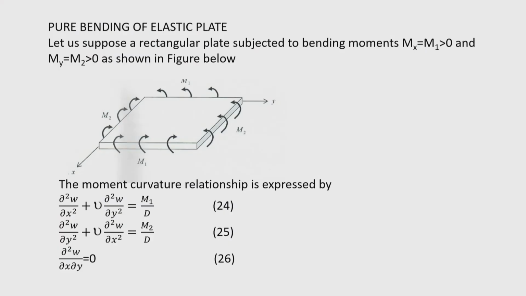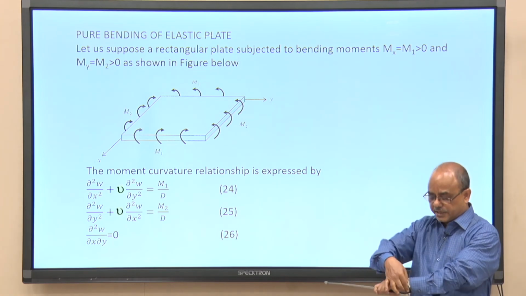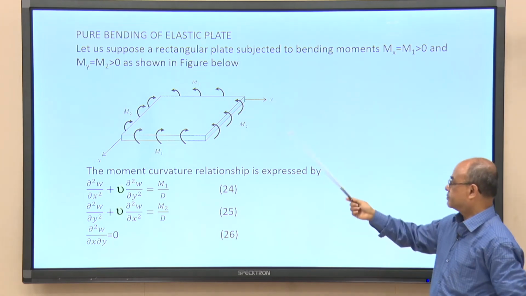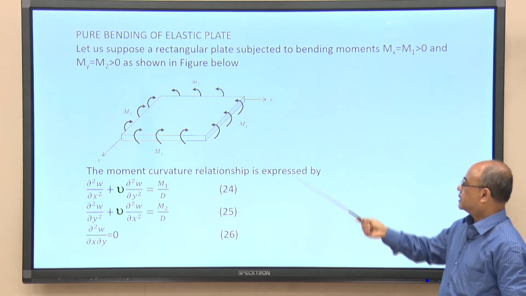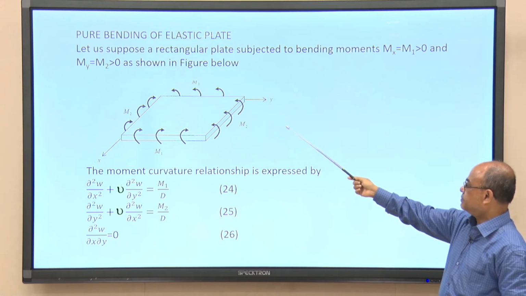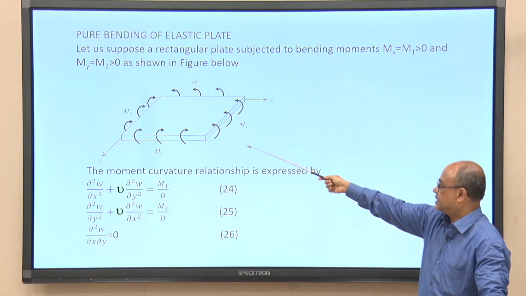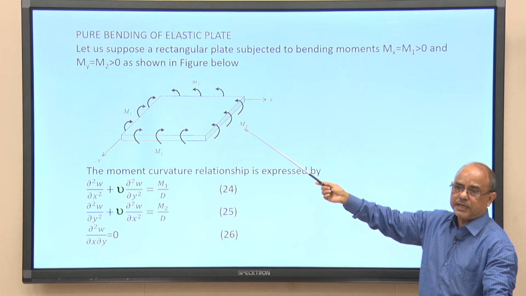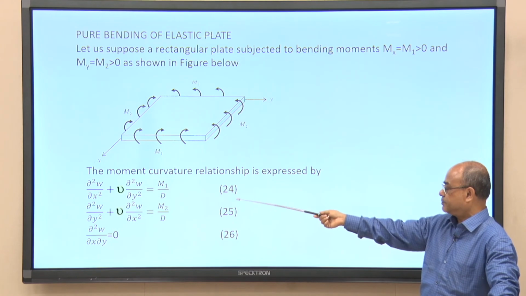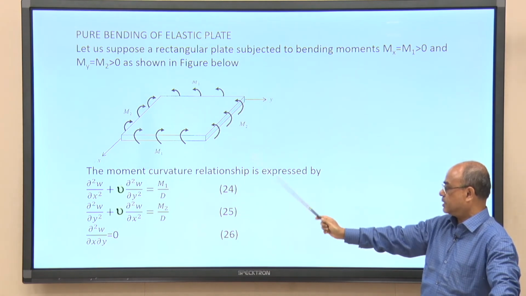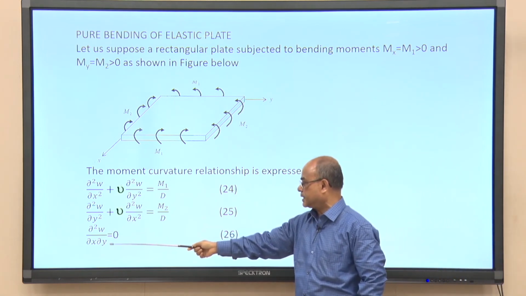Now, let us see the pure bending case of a plate, that is very interesting. An interesting surface is obtained when we find out the deflection of the plate. Now, the plate is subjected to pure bending along the edges, M 1, and it is a symmetrical case. It is shown here, but there may be an antisymmetrical case also. The moment curvature relationship is expressed, you know that moment curvature relationship is this. And since there is no twisting moment, del square w by del x del y equal to 0.